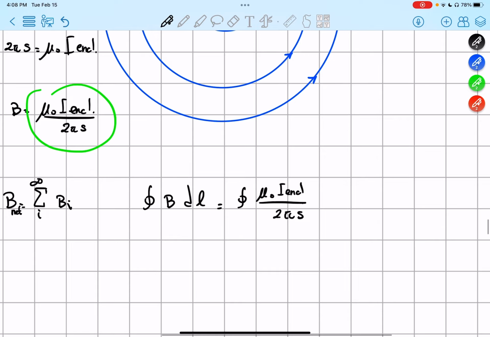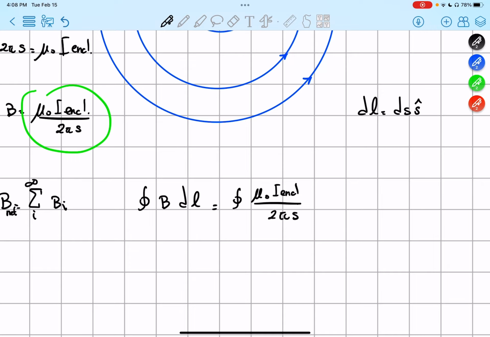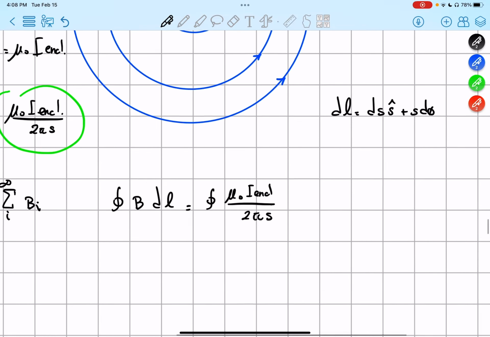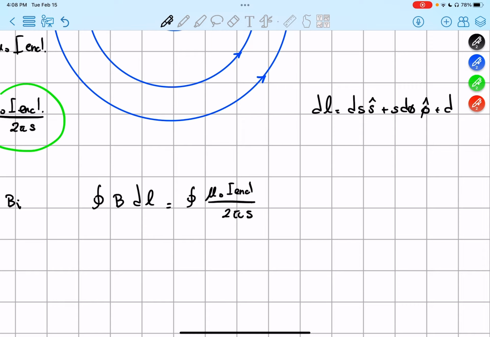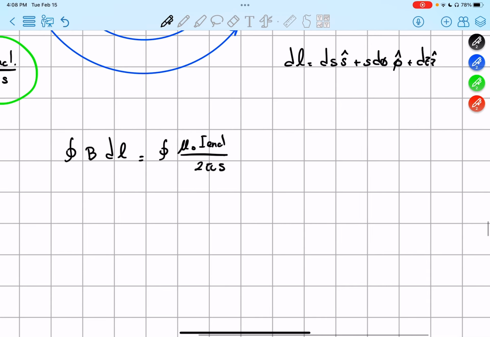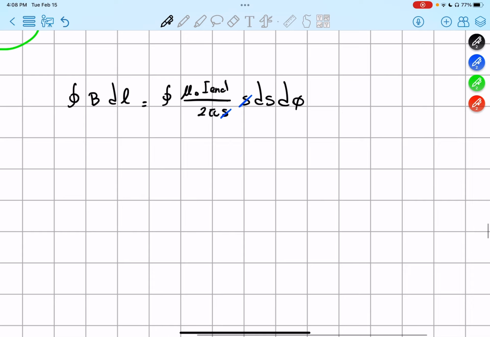So dl for a cylinder is actually equal to ds in the s hat direction plus s d phi in the phi hat direction plus dz in the z hat direction. So out of this, we will get ds d phi dz. Now actually dz we don't count because we're counting towards infinite, and of course ds from the d phi goes here. So now as you can see, we can cancel out these two s's, and everything else is a constant, so we can just take it out.